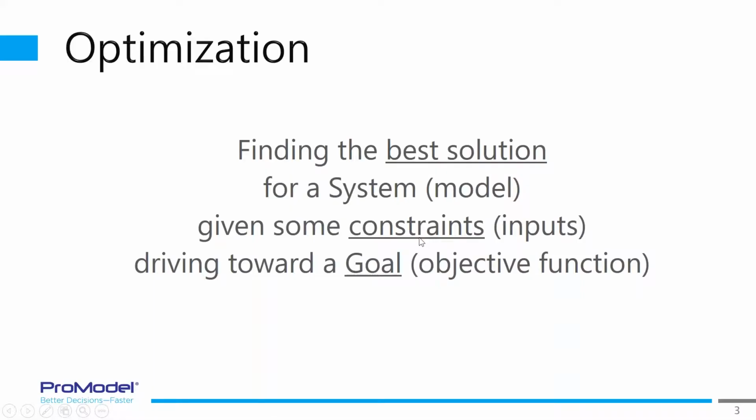There are some constraints, which we call the inputs to the model, driving towards some goal, which is the objective function. And that can be either a minimization or maximization criteria of whatever you're trying to improve upon. And we will talk about how to create that objective function using weighting factors.